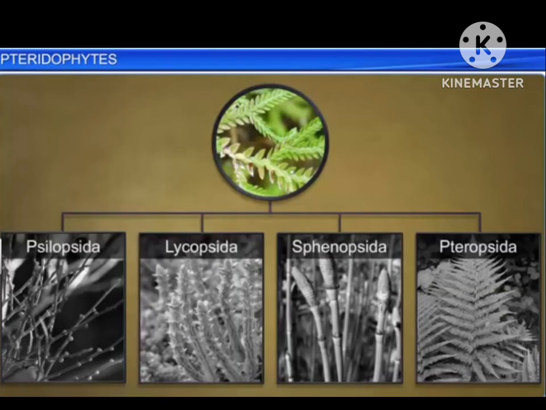Based on the organization of the plant body, including the nature of the leaf and location of sporangia, they are classified as Psilopsida, Lycopsida, Sphenopsida, and Pteropsida.